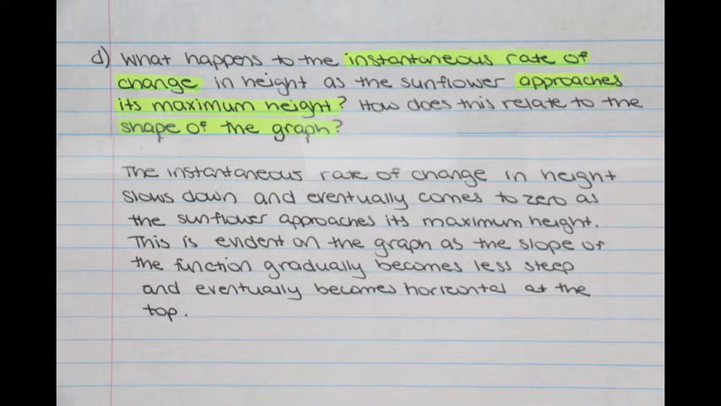Now you can answer the question. An acceptable answer would be: the instantaneous rate of change in height slows down and eventually comes to 0 as the sunflower approaches its maximum height. This is evident on the graph as the slope of the function gradually becomes less steep and eventually becomes horizontal at the top. And that is how to solve question number 3 on page 542.